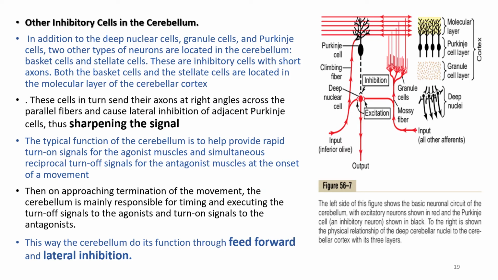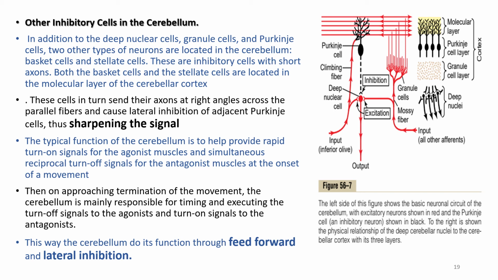Other inhibitory cells in the cerebellum. In addition to the deep nuclear cell, granule cell and Purkinje cell, two other types of neuron are located in the cerebellum. They are basket cells and stellate cells. These are inhibitory cells with short axons. Both the basket cell and the stellate cell are located in the molecular layer of the cerebellar cortex. These cells in turn send their axons at right angles across the parallel fibers and cause lateral inhibition of the adjacent Purkinje cells, thus sharpening the signal.